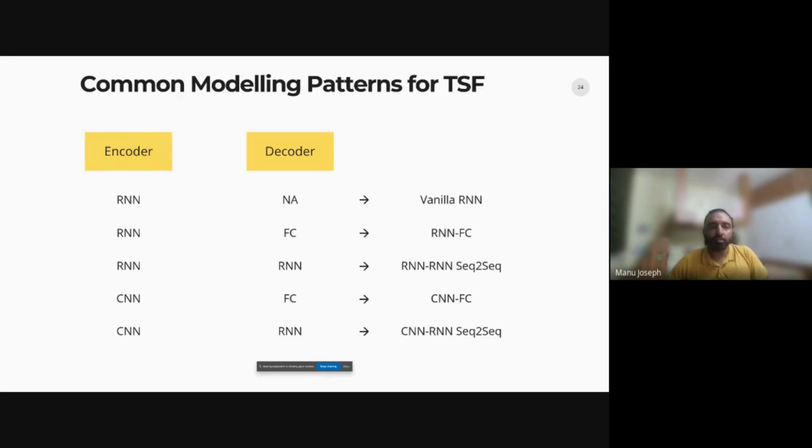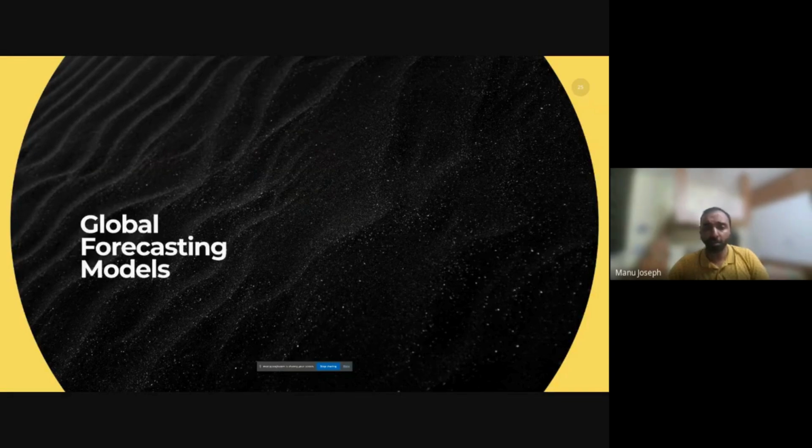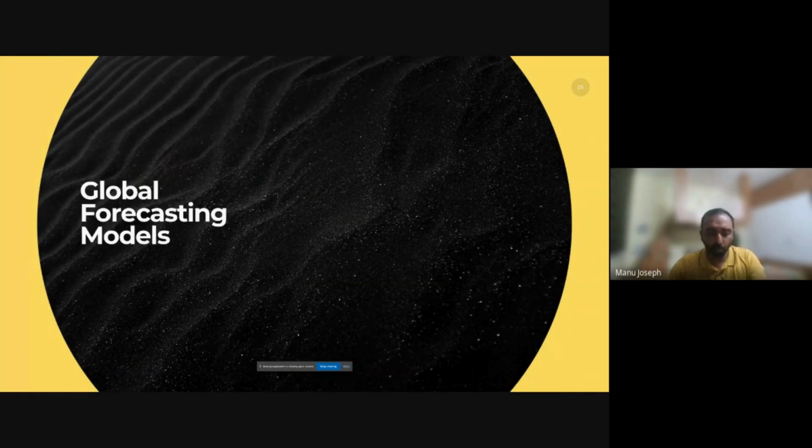All right, so with that, I'm going to stop talking about deep learning for a bit, because now we're going to go into something a little more interesting, which is basically called global forecasting models.